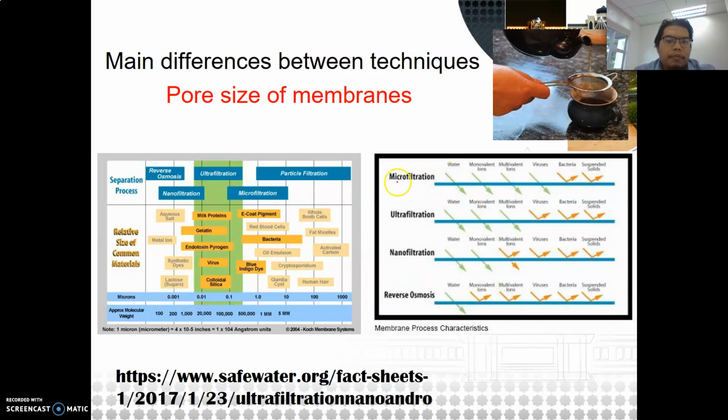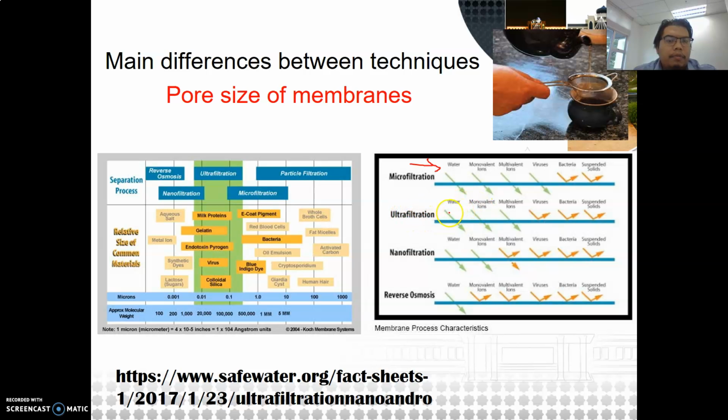For example, for microfiltration, in our solution we have water, monovalent ions, multivalent ions, virus, bacteria, and suspended solids. If you have all of this in our solution, microfiltration will retain the bacteria and suspended solids, while it will allow all the rest of the elements to pass through the membrane.